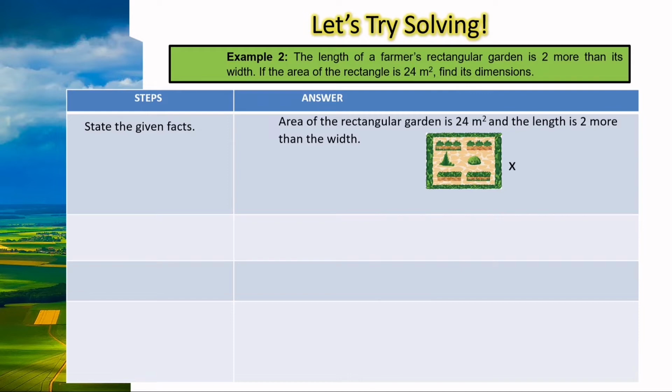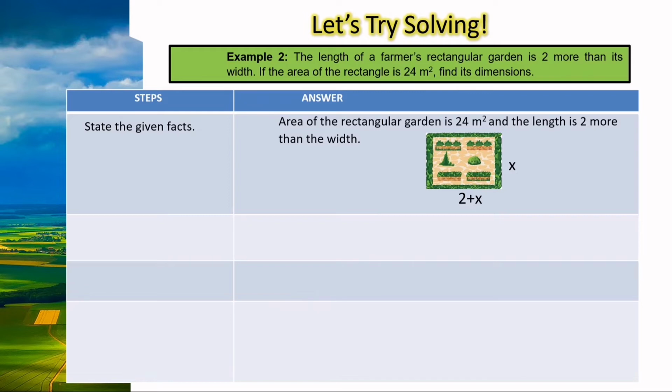You have your width as x. Now, since the length is 2 more than its width, you copy x here, then you add 2, since "more than" means you add. So, 2 more than x. So 2 more than its width. So now you have a complete statement of the given facts.